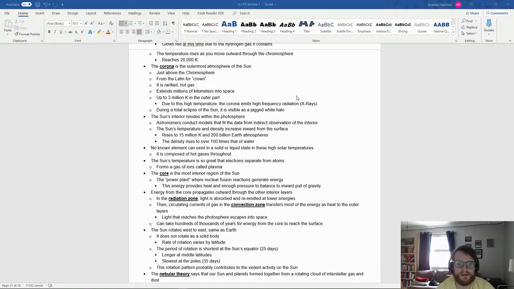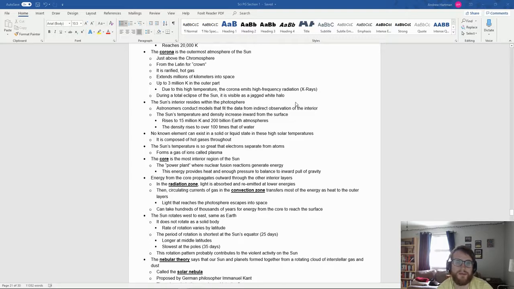It also extends millions of kilometers, but the temperature goes to 3 million Kelvin, which is incredibly hot. Because of this high temperature, the corona will emit high frequency radiation, usually in the form of X-rays. If you remember our emission spectra, the hotter something gets, the higher up the electromagnetic spectrum it will radiate. And again, during a total eclipse of the sun, it's visible as a jagged white halo.